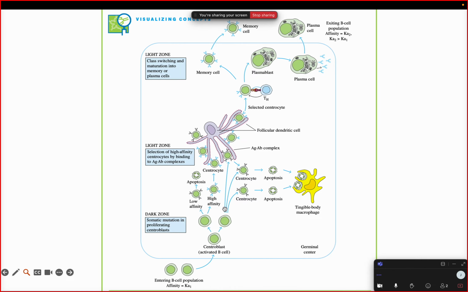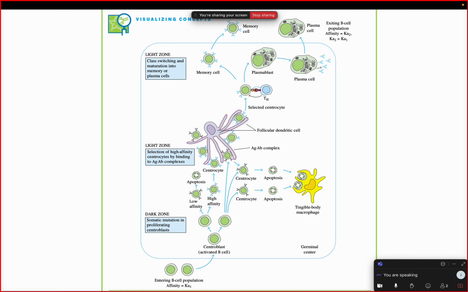Few of the antibodies will be high affinity, few of the antibodies will be of low affinity. How are we saying that this is high affinity or low affinity? It will depend upon how well it is binding with the antigen shown by the follicular dendritic cells. If it can bind very strongly after competition, then they'll be allowed to be selected, and the secondary selection will occur when the same cell interacts with the T helper cell.